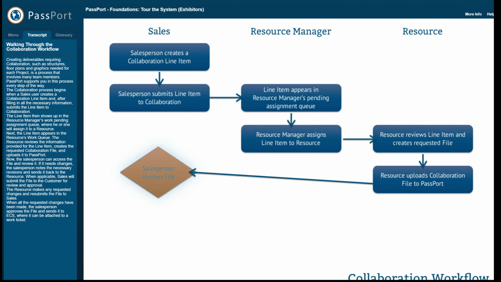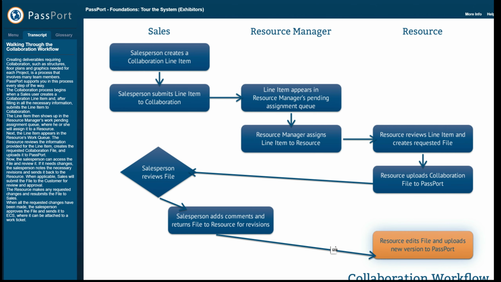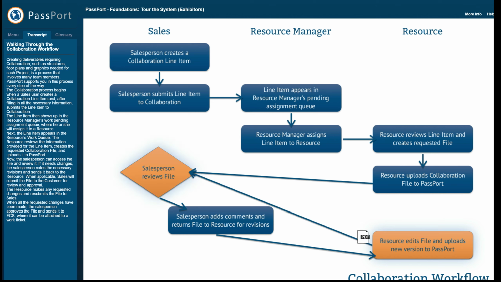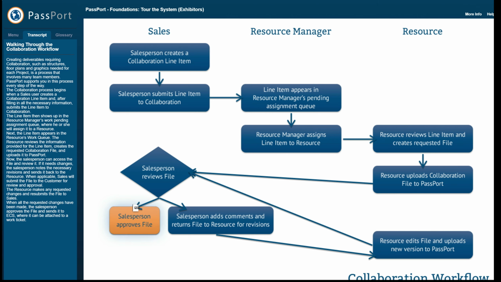If it needs changes, the salesperson notes the necessary revisions and sends it back to the resource. When applicable, sales will submit the file to the customer for review and approval. The resource makes any requested changes and resubmits the file to sales. When all the requested changes have been made, the salesperson approves the file and sends it to ECS, where it can be attached to a work ticket.